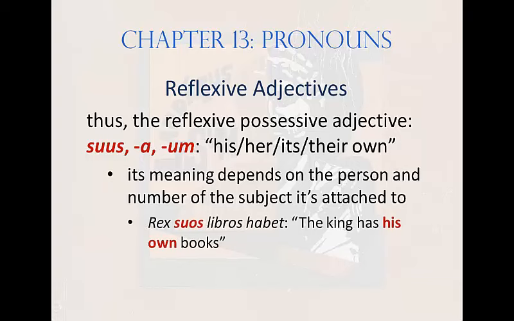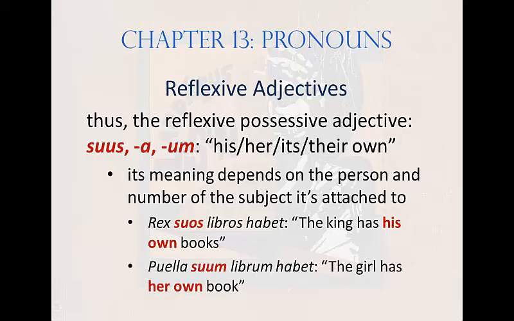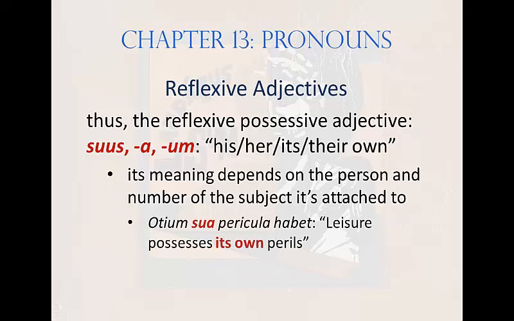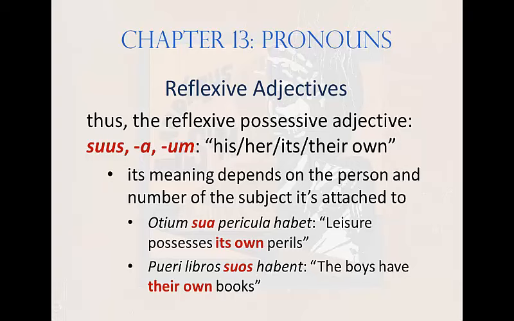So, for instance, rex suos libros habet means the king has his own books. Suos in this case means his own because the subject is king. But if we change the subject, the translation of suus must change accordingly. Puella suum librum habet means the girl has her own book. Because the subject is puella and suus is reflexive, the translation of suus becomes her own in this instance. If we change the subject again and make it neuter singular, then suus becomes its own. So, for instance, otium sua pericula habet, meaning leisure possesses its own perils. Or we can make the subject plural, then suus becomes their own. For example, pueri libros suos habent. The boys have their own books.